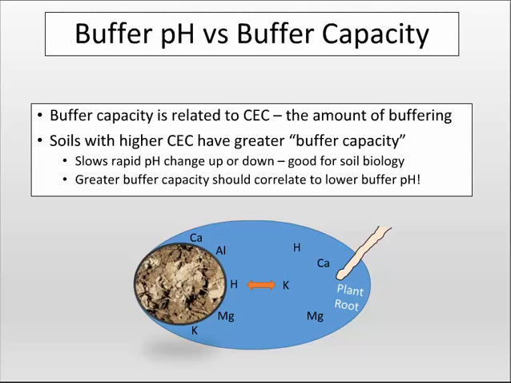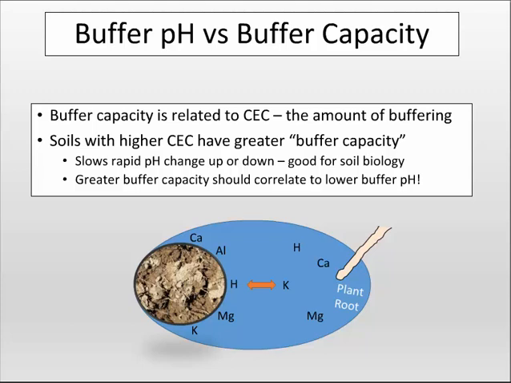Sometimes when you're discussing this, it becomes apparent that if you have greater buffer capacity, it means I have to add more lime. But what that buffer does, it's just like having a buffer along the stream. It slows a rapid pH change, either up or down. So the greater capacity your soil has to either hold acids or bases means it's not going to change as rapidly if a more acidic or more basic rainfall or water, lime, manure, or fertilizer is added to the soil.